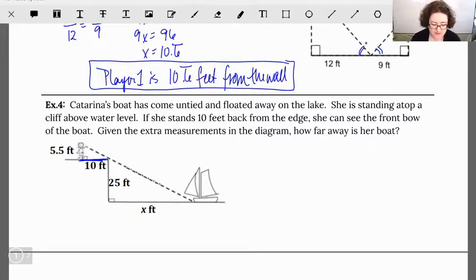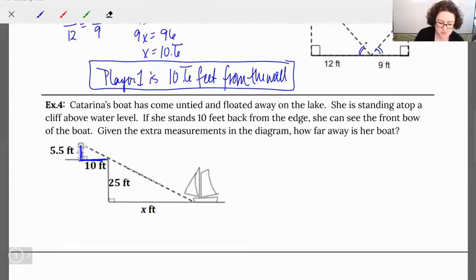So it looks like Katerina is 5.5 feet tall. That's where her eye level is. And so we have one triangle up here. And then we have another triangle, the height of the cliff compared to the distance away to the boat. Let me change my colors. And so we have our two similar triangles. Same sort of thing, we're just going to create our ratio and solve from there.